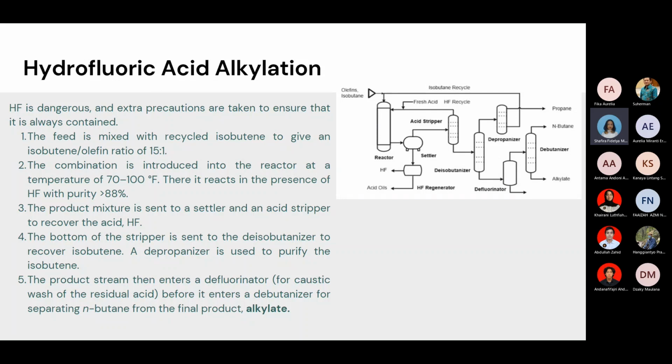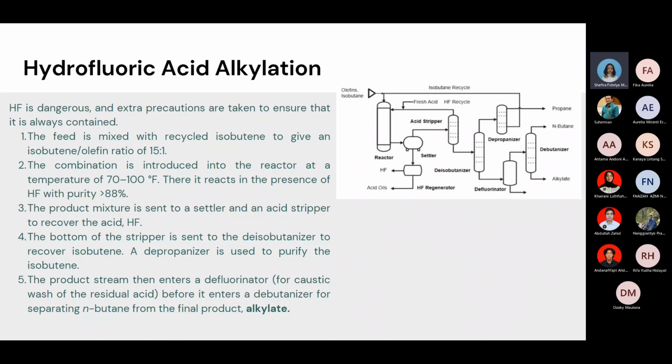Fahrenheit, or about 21 to 38 Celsius. And there it reacts in the presence of high purity acid, above 88%. The product mixture is sent to the settler and an acid stripper to recover the acid, which is hydrofluoric acid. And then the bottom of the stripper is sent to the deisobutanizer to recover isobutane. A depropanizer is used to purify the isobutane.